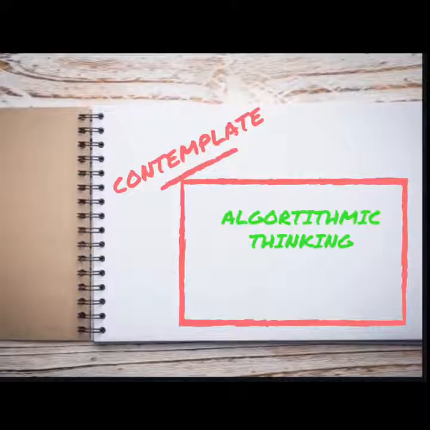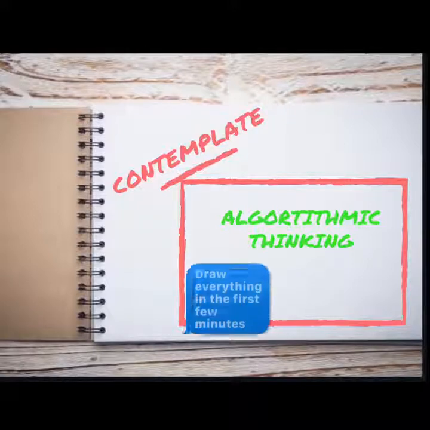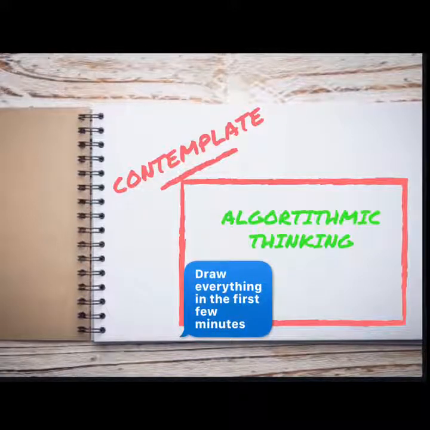Okay, and then the last stage in the planning process is algorithmic thinking. So thinking about what am I going to do first, second, third, and the process and the order in which you do something can really make a difference. So what are the steps? Something that I always say that you guys should be doing is the 5-minute rule, or the 5-second rule, depending on how detailed you're drawing. That's where you draw everything in the first few minutes so that you can make overall tweaks.